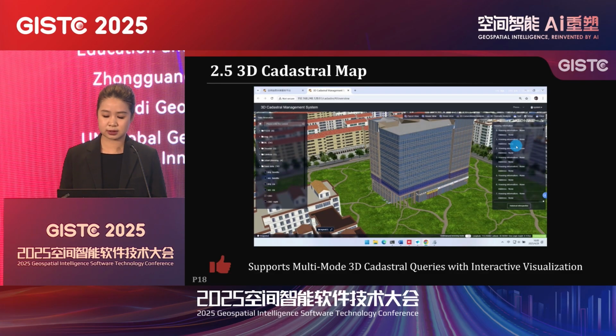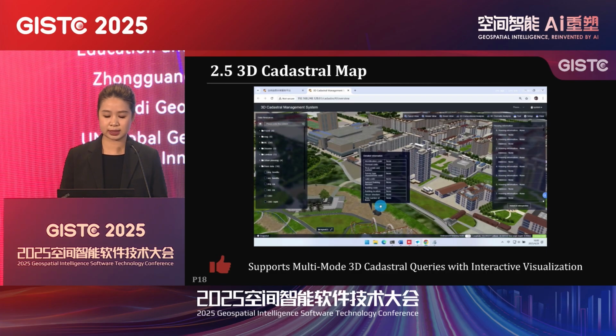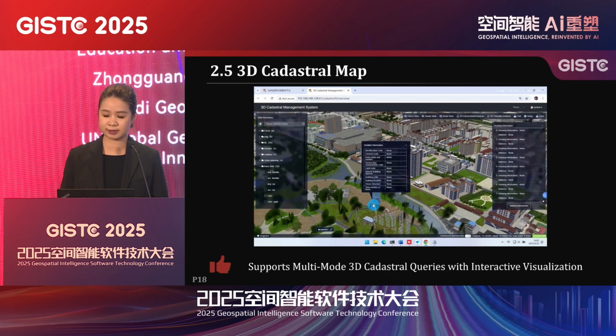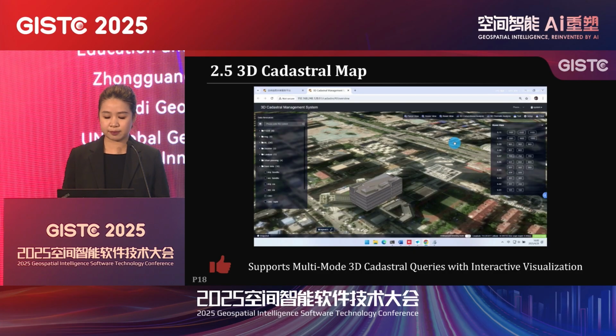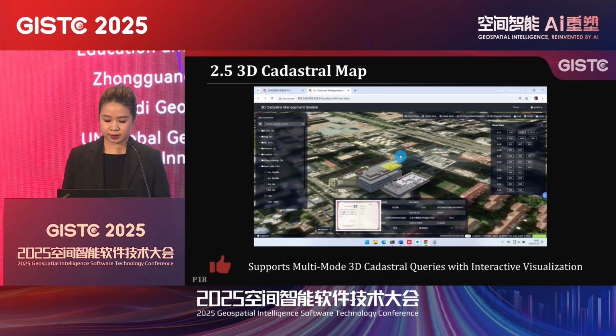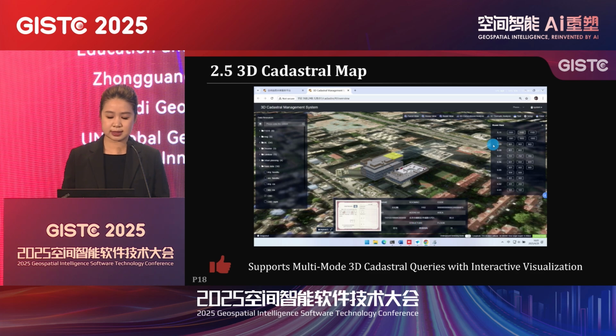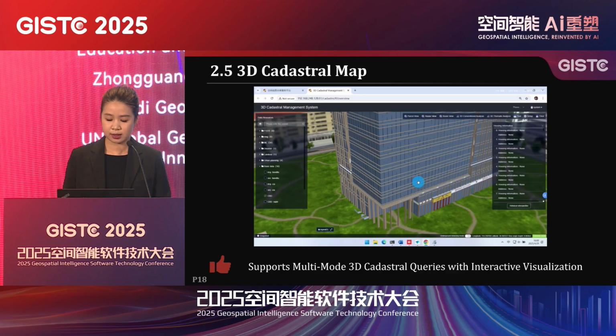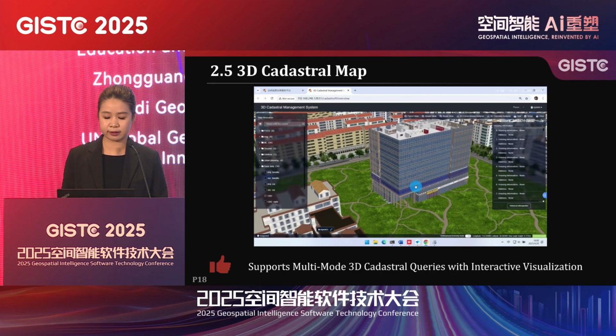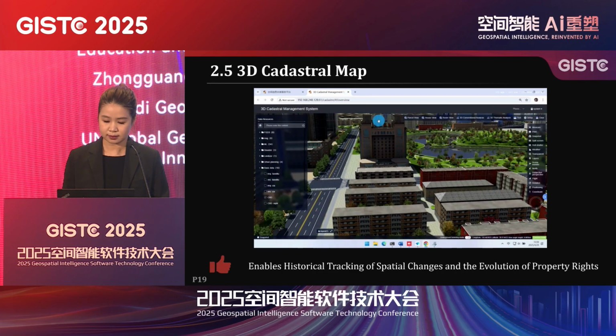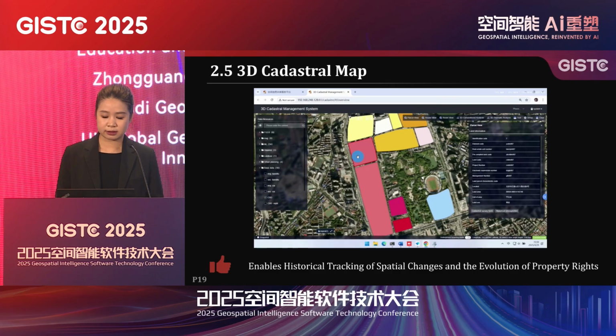Our 3D cadastral data maps support multi-mode 3D cadastral queries with interactive visualization. You can easily select parcels and view detailed land information, including identification codes, land use, project numbers, and cadastral survey forms. This integrated view combining aerial imagery with parcel data and attribute information provides an unparalleled level of detail for analytics and decision-making.